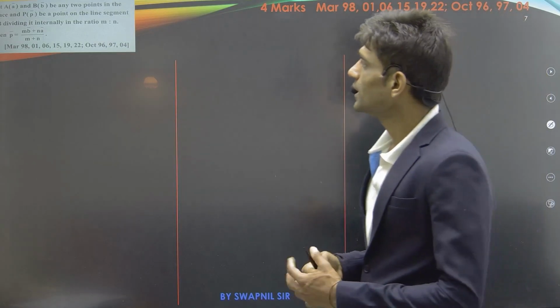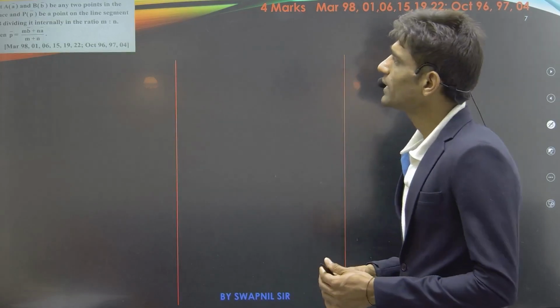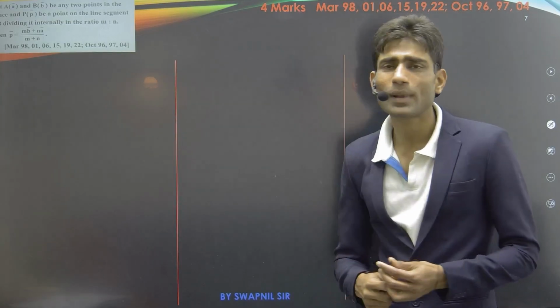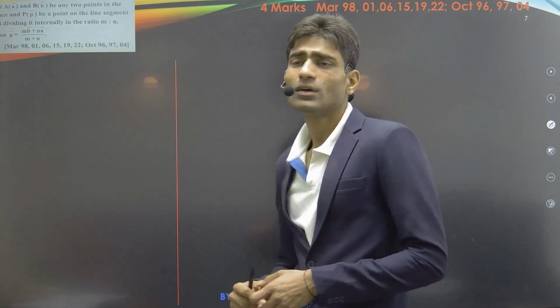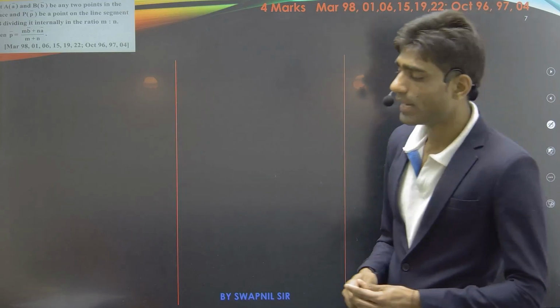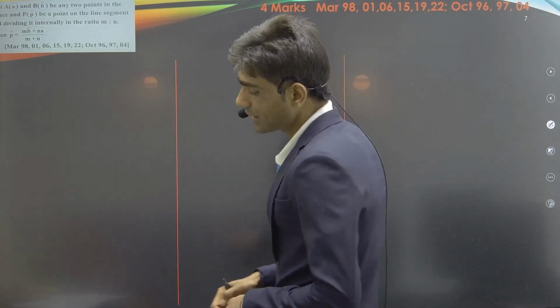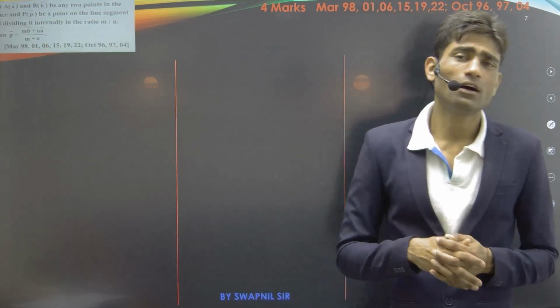Now the next question. Take A of a bar and B of b bar as any two points in space, and P of P bar on the line segment AB dividing it internally in the ratio m to n. Then P bar can be written as m b bar plus n a bar upon m plus n. First of all, we go for plotting the figure here.